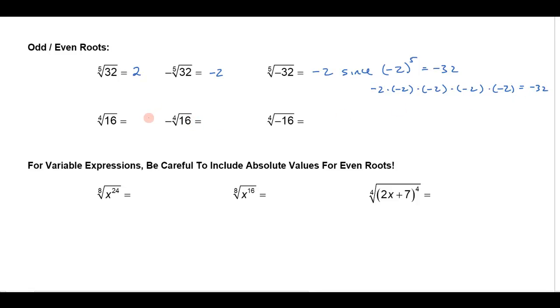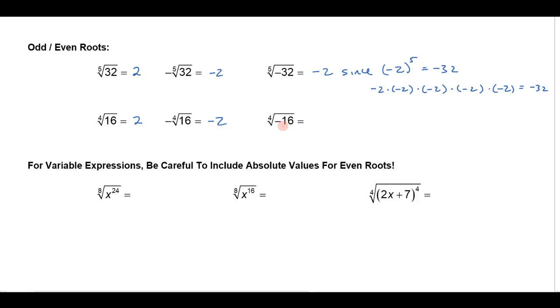All right, now I want to compare this similar problem with an even index down below these. The fourth root of 16. That's 2, because 2 times 2 times 2 times 2 is 16. And if I had the fourth root of 16 with a minus sign in front of it, that's minus 2. But the difference comes right here.